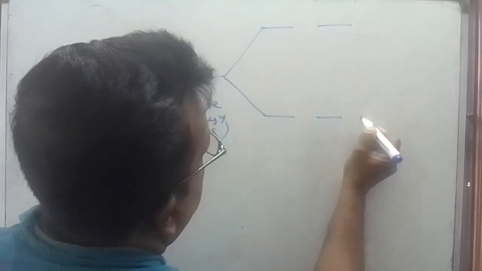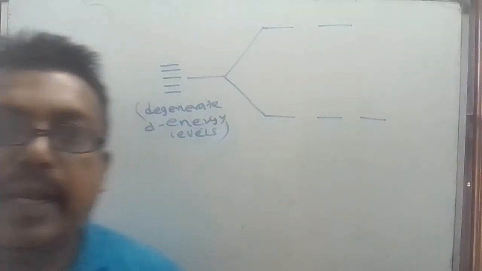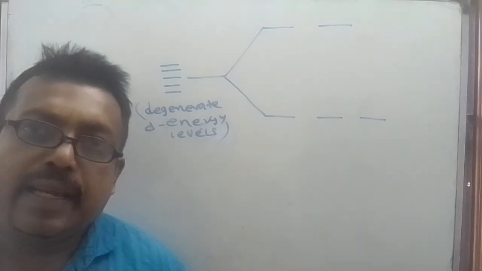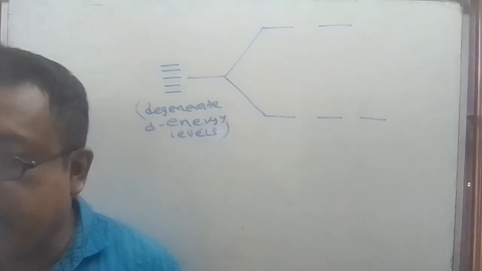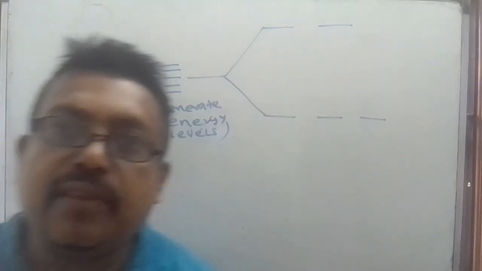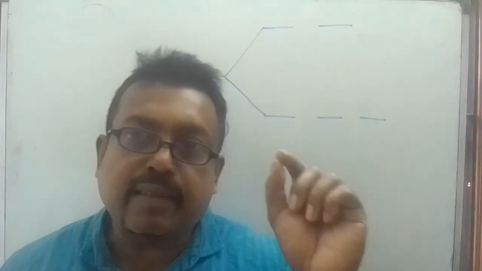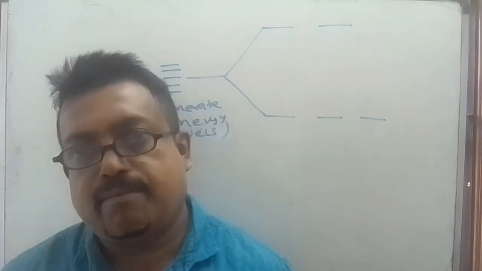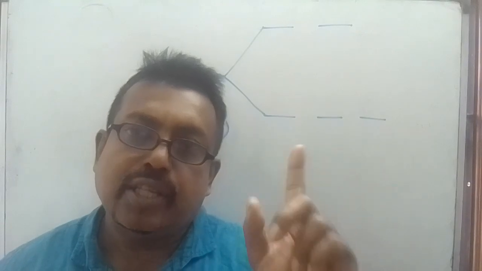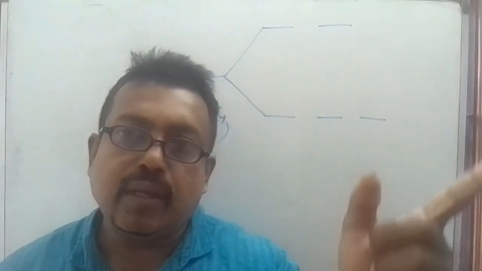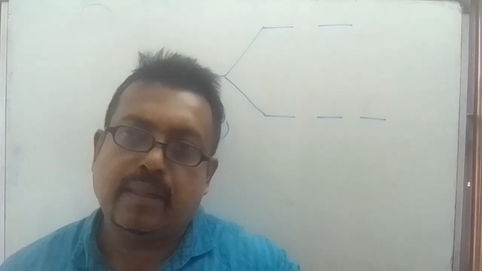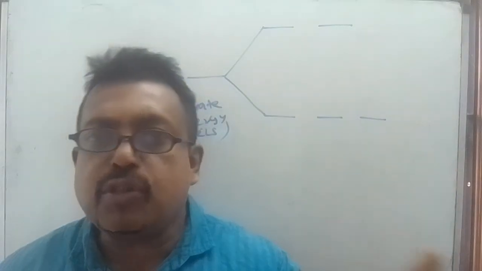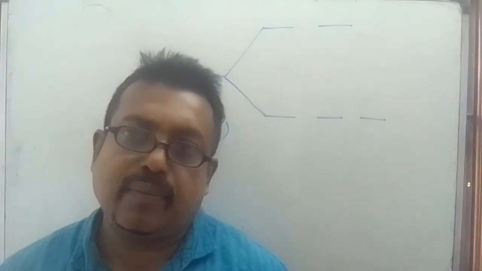Like this. This phenomenon is said to be crystal field splitting. What? Crystal field splitting. This crystal field splitting is due to two reasons. First one, the shape of the coordination complex that is about to form. Second one, the relative shape of the d orbitals.